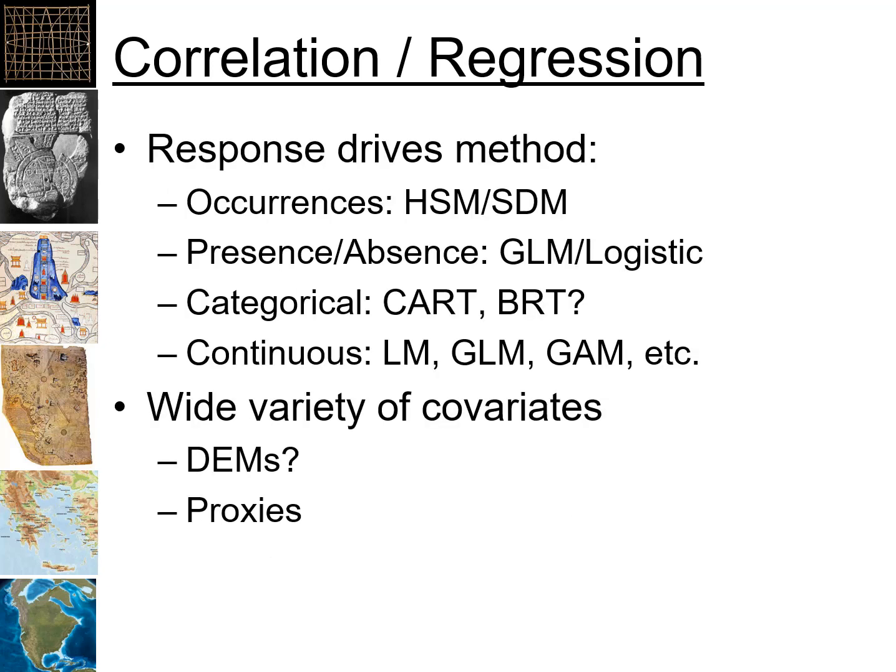Okay, now also remember that when we're doing correlation regression, the response variable drives the method, right? So if you have occurrences, all you can do with it is a habitat suitability model, Maxent, HEMI, something like that, or some kind of point density thing with it. Presence absence, we're looking at GLMs or logistics, categorical, CARTs, BRTs. I've done some playing with BRTs with the species data for California.